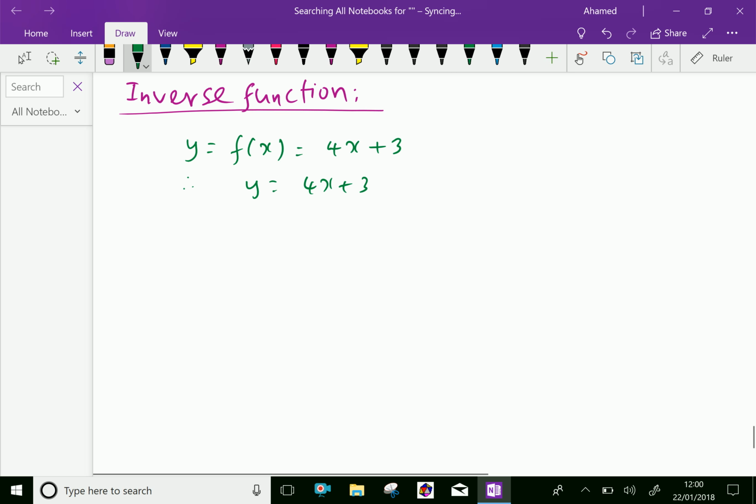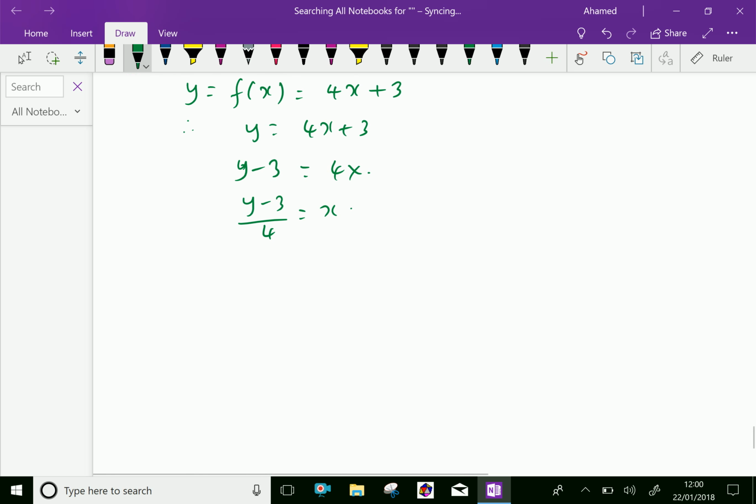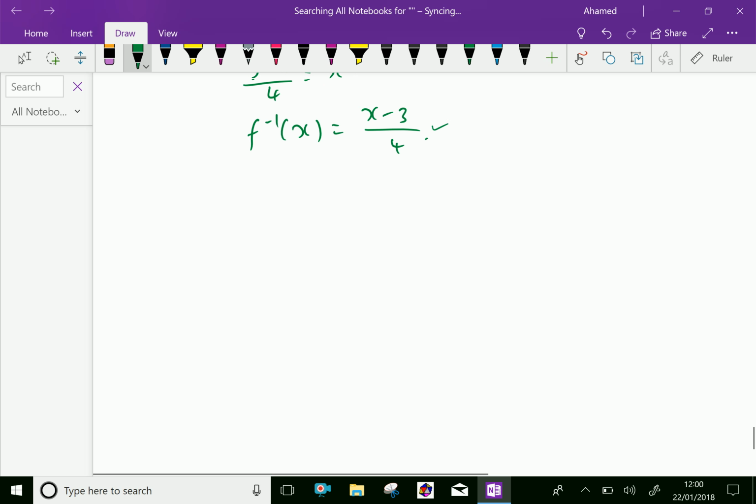Now get the x value in terms of y, that is y minus 3 equals 4x. Then x equals y minus 3 over 4. Now write the value of x as f inverse x and the value of y as x. We can write x minus 3 over 4. So the inverse of the function f of x equals 4x plus 3 is f inverse x equals x minus 3 over 4. In general, we define this as follows.